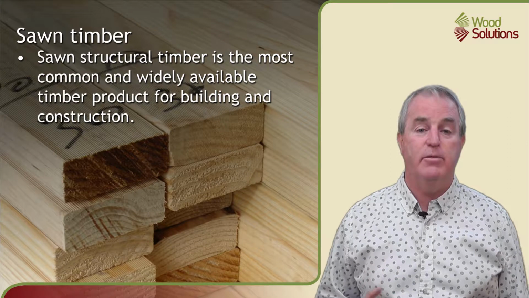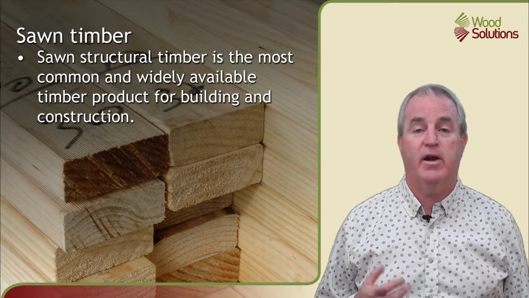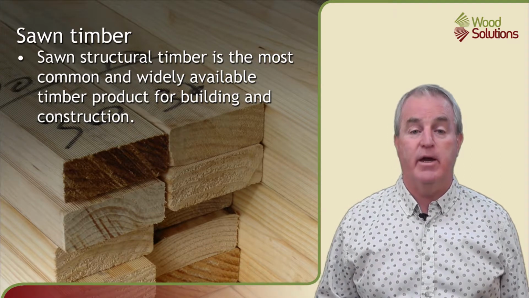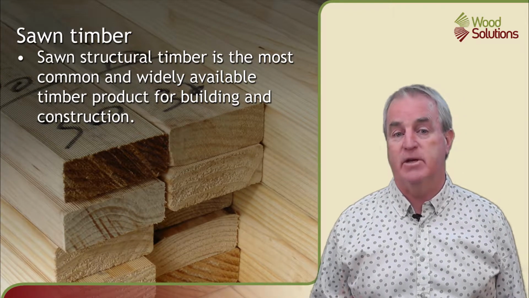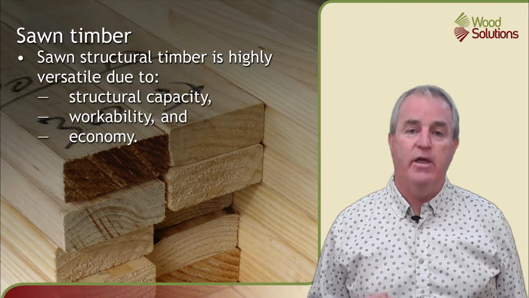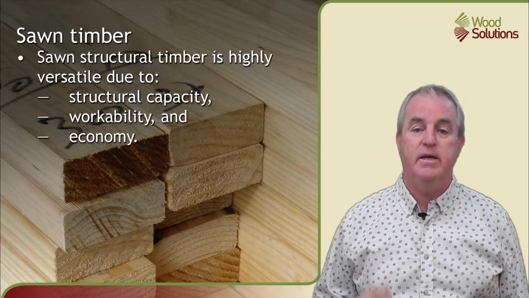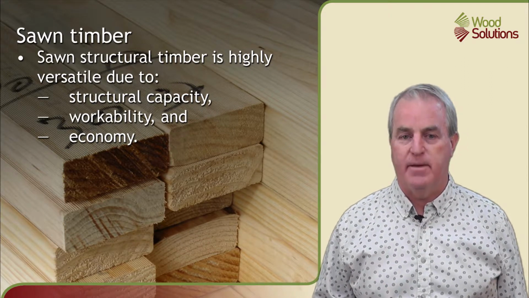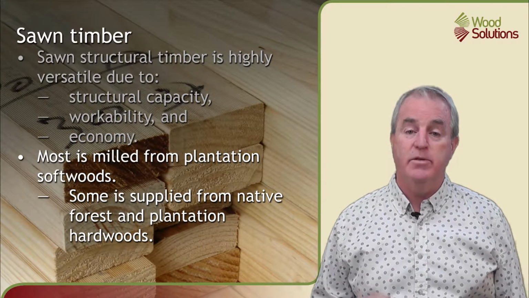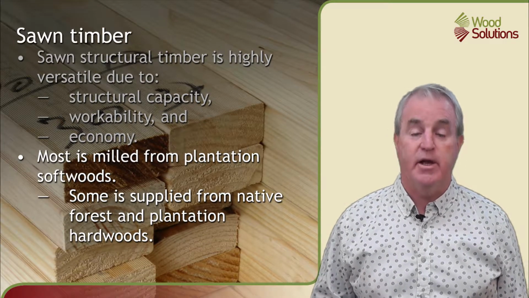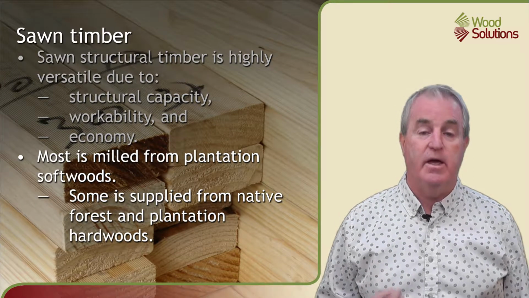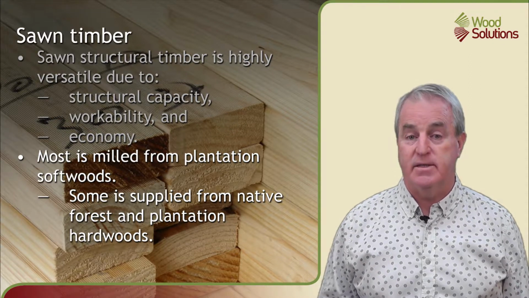Over 5 million cubic metres of sawn timber is used in Australia every year, and the material is regularly used in the load-bearing elements of buildings, bridges and similar structures. Sawn structural timber is highly versatile due to its structural capacity, its workability and its economy. It is mainly sourced from plantation softwoods, but also from native forests and plantation hardwoods. Most structural timber is sold seasoned, though some may be sold unseasoned.